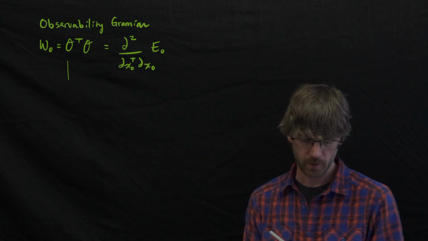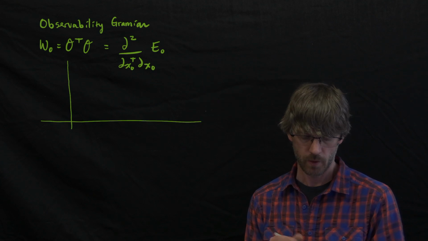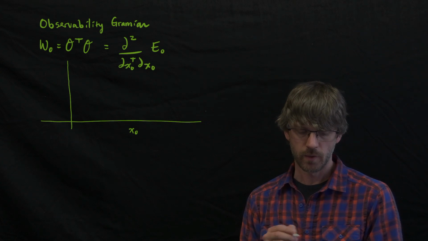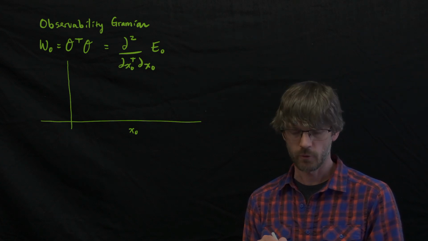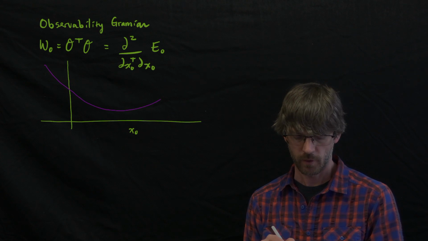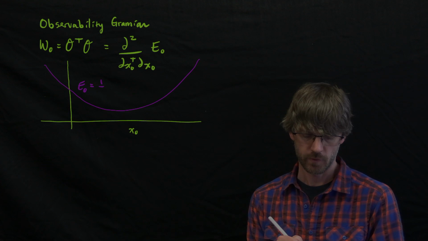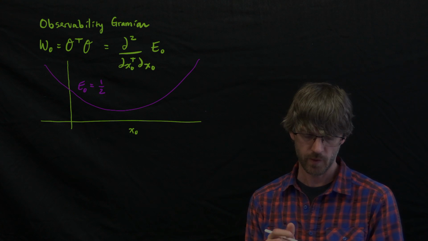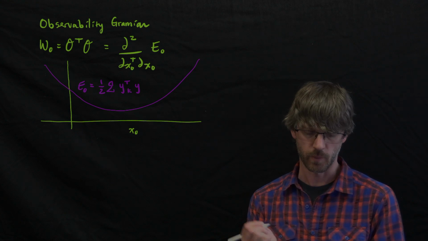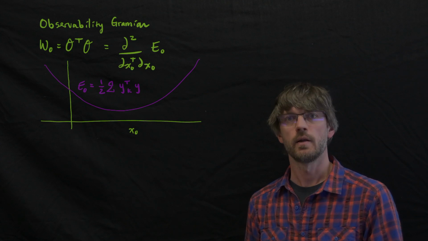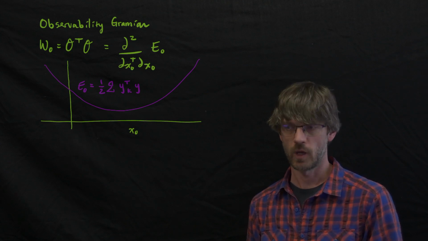Now remember what that looks like in terms of a graphical shape. We have the initial condition on the x-axis, and the output energy is going to be quadratic with respect to that. And so it's going to have a general shape like this. So this here is the output energy, which we have written out in discrete time as the sum of the measurements transpose times themselves. And the observability Gramian is really looking at the curvature of that quadratic shape.